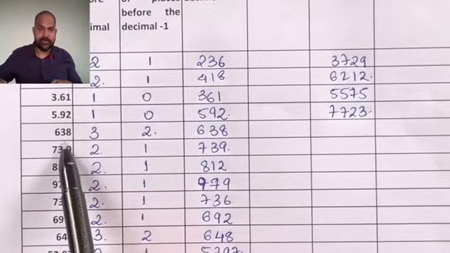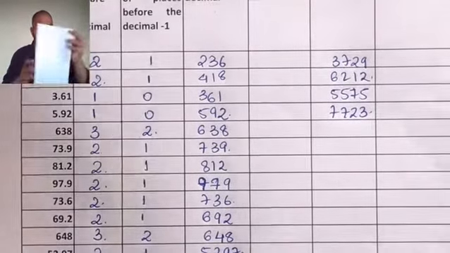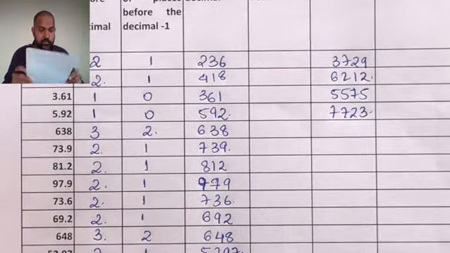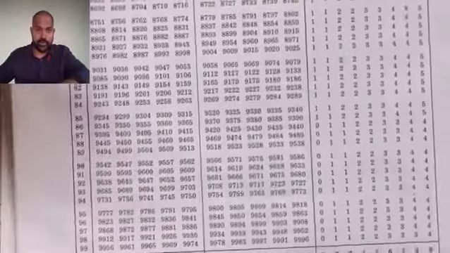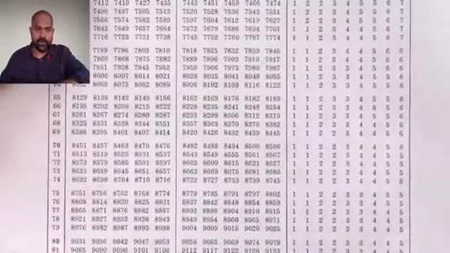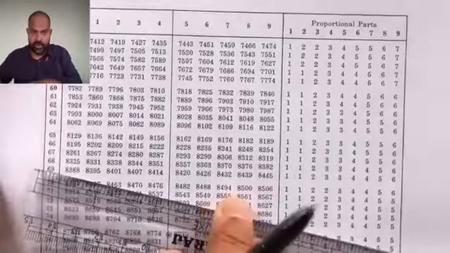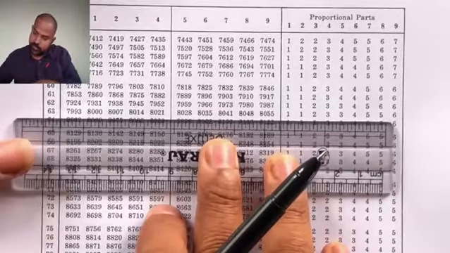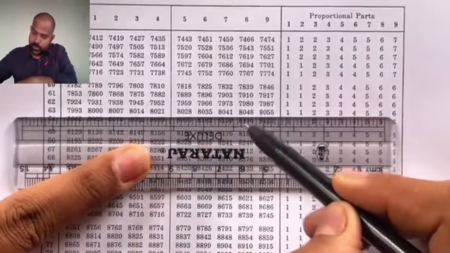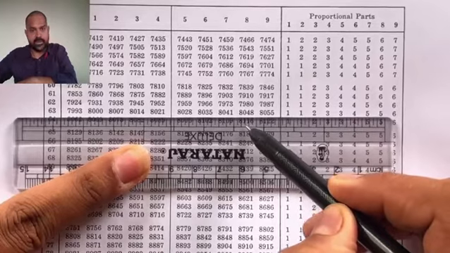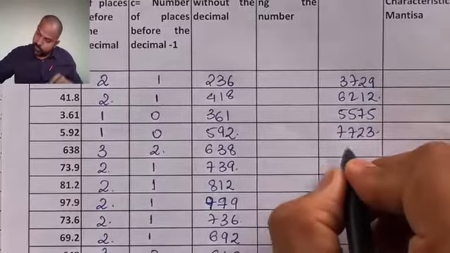Next, 638. So in 63, I am looking for 8. Again, in your sheets, under 63, we are going to look for 8. It is going to be on the second page because the first page only has up till 54. So 63, here it is. Under 63, 8 is going to be 8048. Let's write that down. 8048.